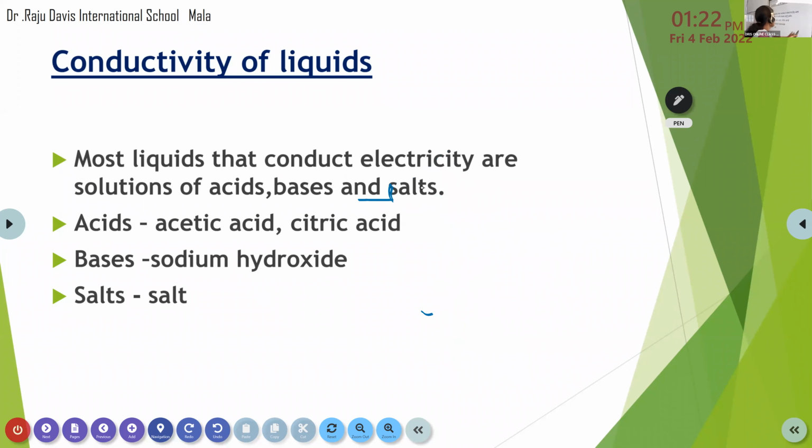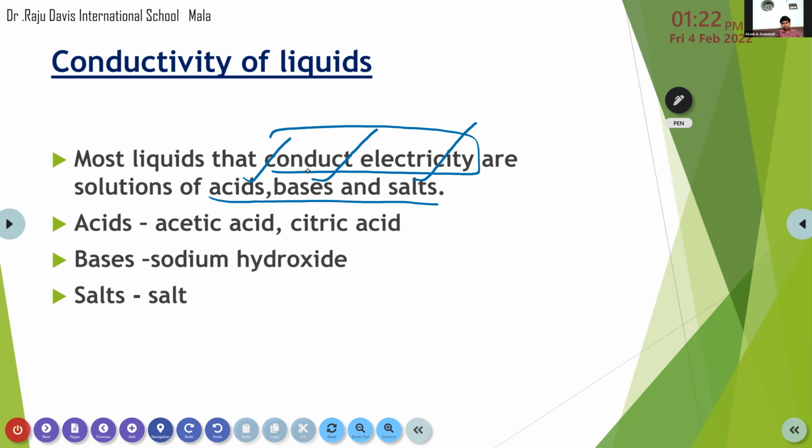What is sodium hydroxide? It's a base. So we can say that if the liquid contains any acid or any base or any salt, at that time it conducts electricity. Okay, clear? So most liquids that conduct electricity contain some amount of acid or some amount of base or some amount of salt.